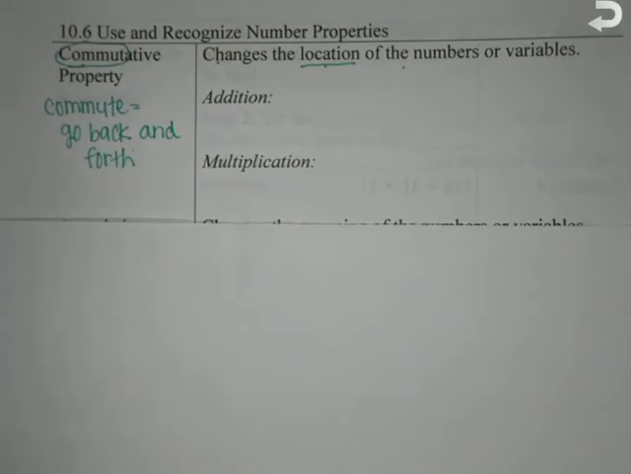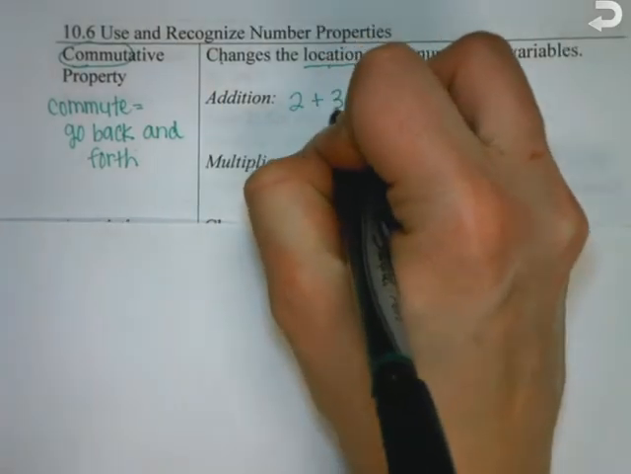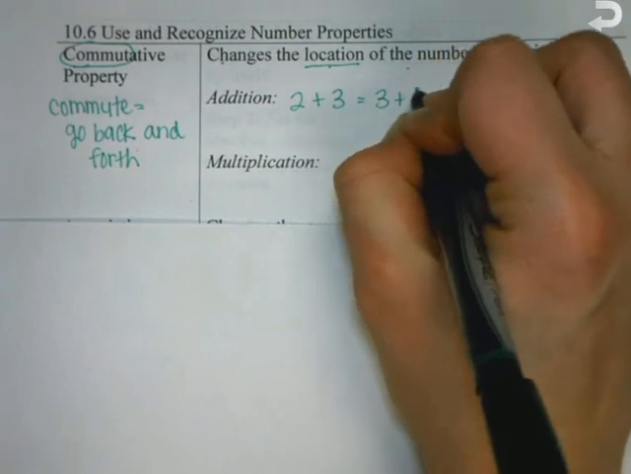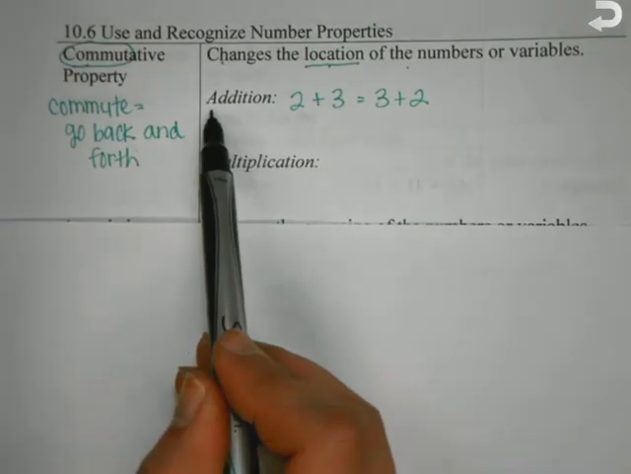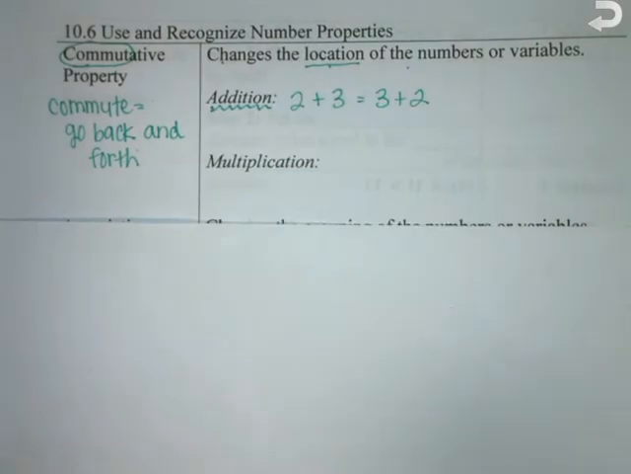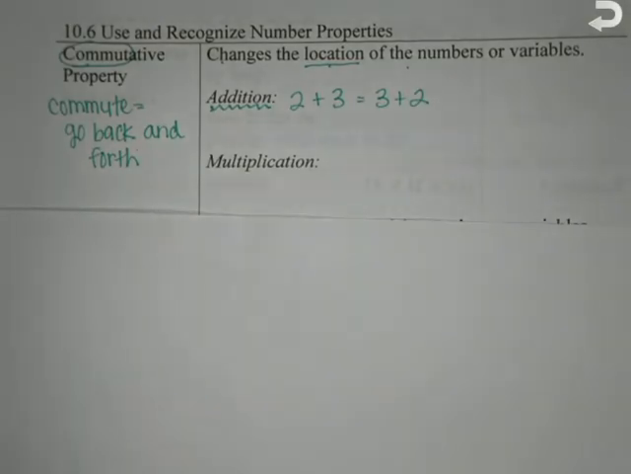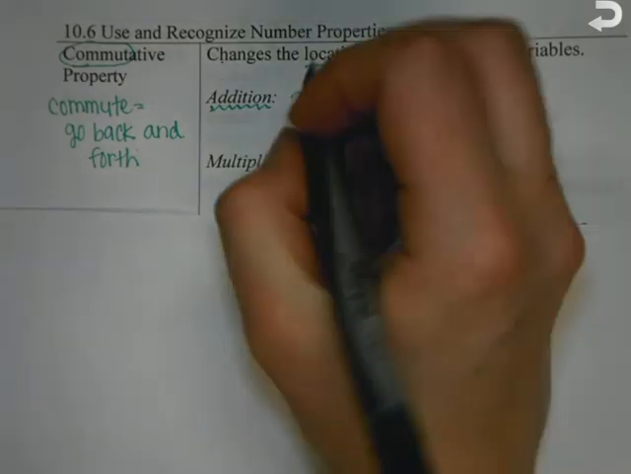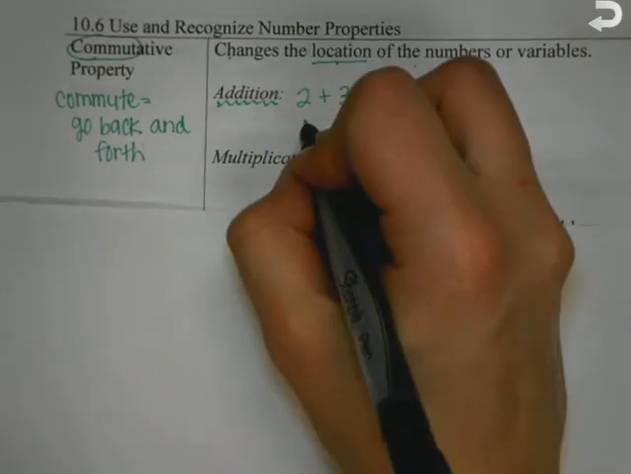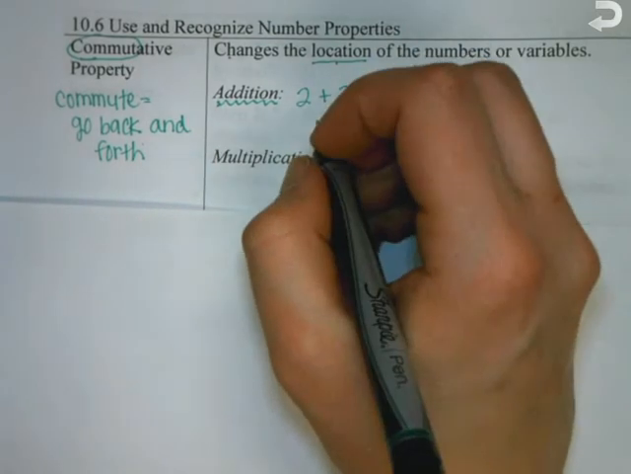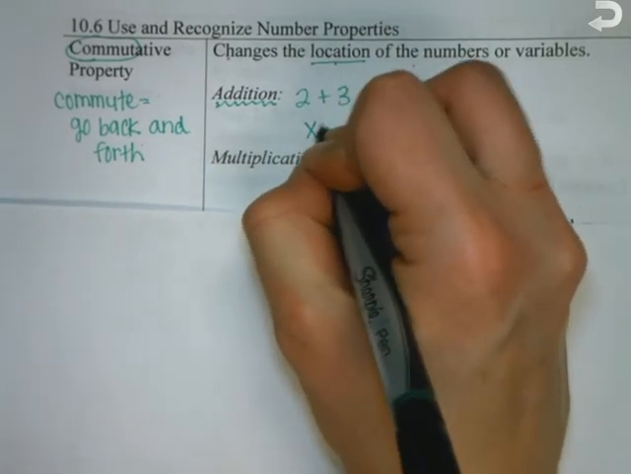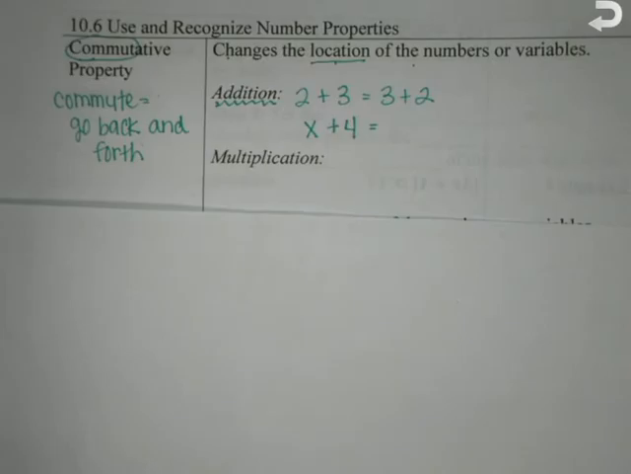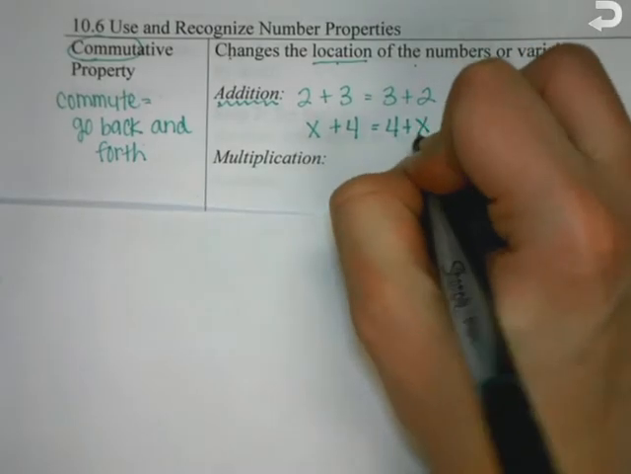So let's think of an example. What about 2 plus 3 is the same as 3 plus 2? That's the commutative property of addition. Okay? 2 plus 3 equals 3 plus 2. Can you think of one with a variable in it? Okay. You guys are making it really complicated. How about x plus 4 is the same as 4 plus x? That's all I mean. Okay?